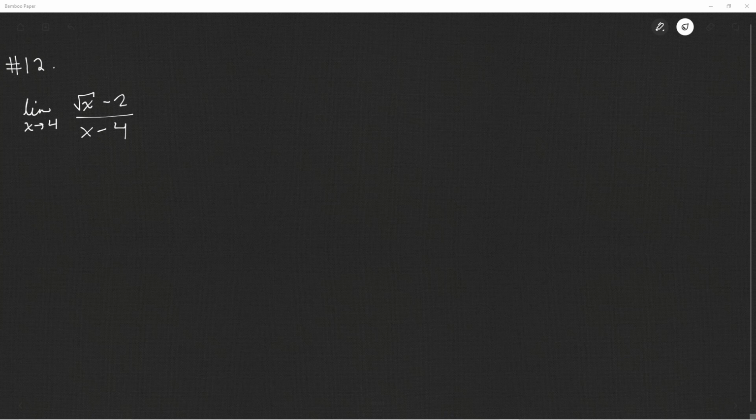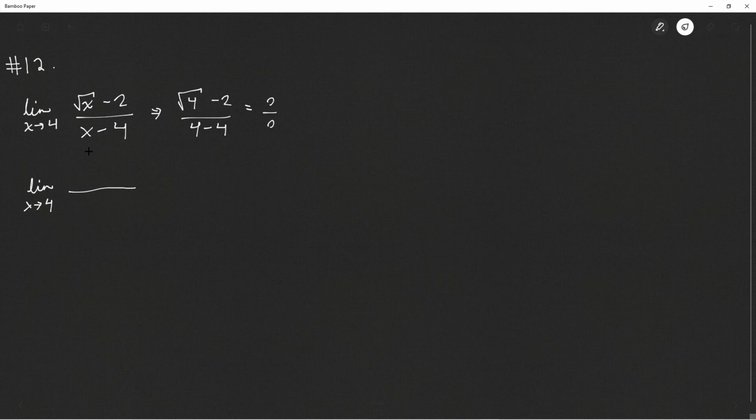So now we have question 12, which is the limit as x approaches 4 of the square root of x minus 2 divided by x minus 4. So this will become the square root of 4 minus 2 divided by 4 minus 4, which is just 0 over 0. So now when we do L'Hopital's rule, this will become the limit as x approaches 4.